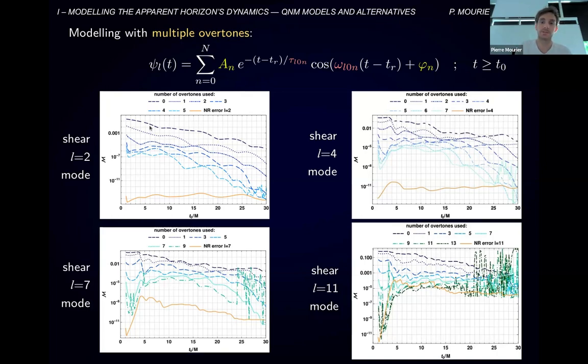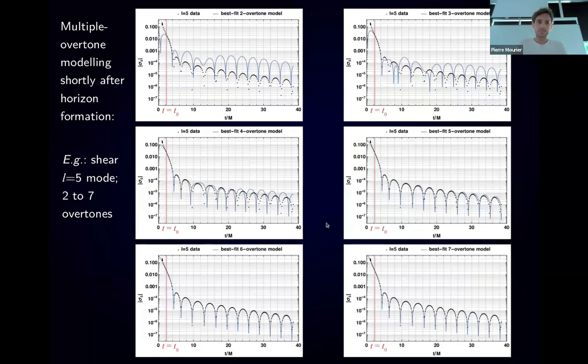We also see that for all of these modes, we get an improvement of the match as we add more and more tones to the model, up to some L-dependent optimal value where the improvement becomes more marginal. And we can get a very good match even at early times for some modes, provided we use a very high number of overtones. We can also visualize that directly on the shear mode when we start the fitting at some early time, still inside the steep early-time decay regime. And we see, as we add more and more overtones here from 2 to 7, that it recovers the entire behavior quite well, even at times before we start constraining the fit.